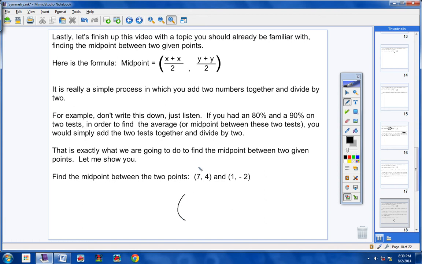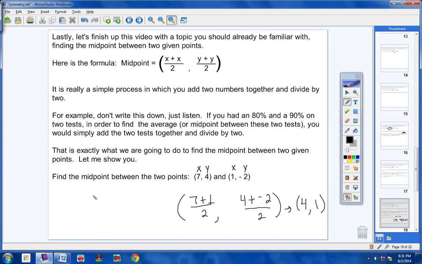So here we go. This is my x, this is my y, this is my x, this is my y. So I would have 7 plus 1, those are my 2 x's, 7 and 1. So 7 plus 1 divided by 2, and then put a comma. And then here's my y, a 4. Here's my y, a -2. So I would have 4 plus a -2, 4 plus a -2 divided by 2. And if you quickly simplify that, you would get 4 comma 1, because 7 plus 1 is 8. 8 divided by 2 is 4. 4 plus a -2 is 2, and 2 divided by 2 is 1.